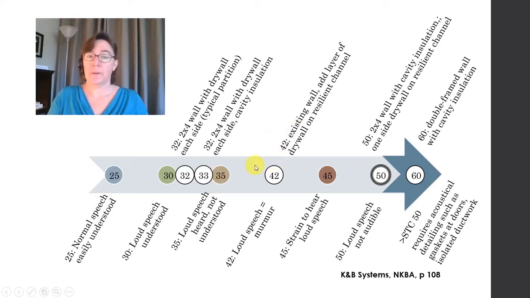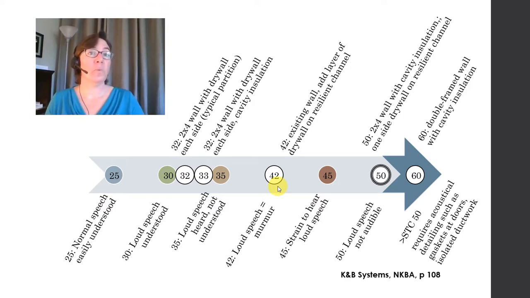The first thing you could do for an existing wall, if you're wanting to increase the acoustic performance of an existing wall, is to add a layer of drywall on a resilient channel to an existing wall. And oh my gosh, look, you bump it up from 32 all the way to 42. From loud speech is understood to loud speech is just a murmur, just a murmur.